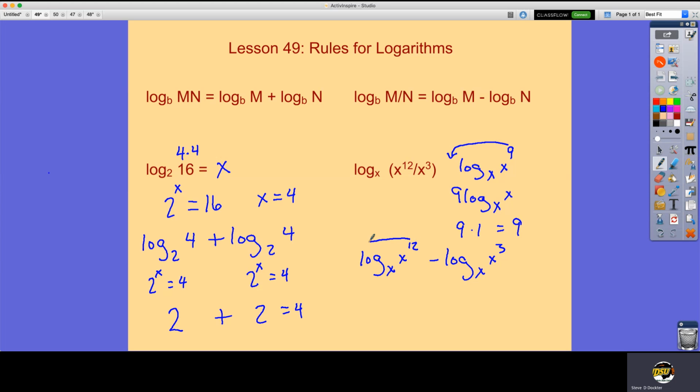So this 12 comes out in front. This thing turns into a 1. 12 times 1 would just be a 12 then. Same thing for the 3. We pull the 3 out in front here. This log x of x turns into a 1. So 12 minus 3 is 9. And we got the same answer for both of them.